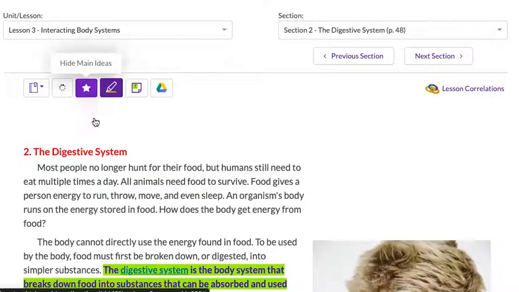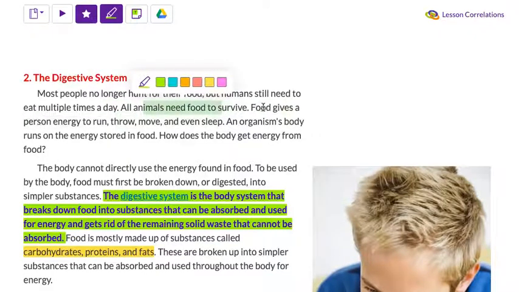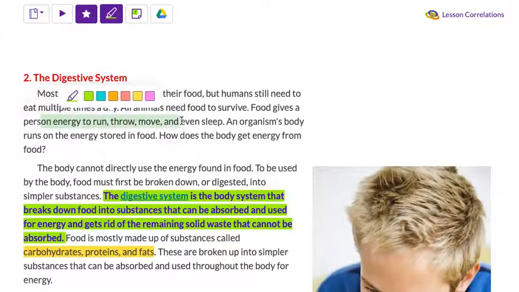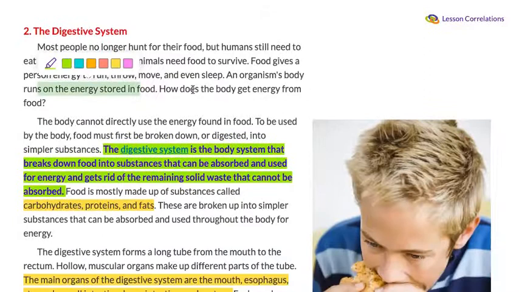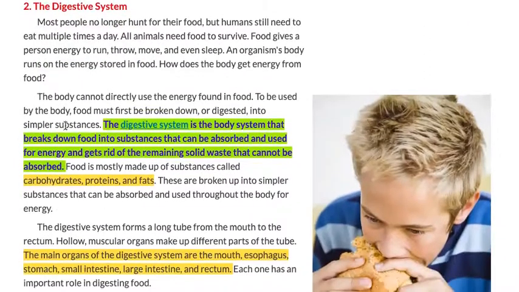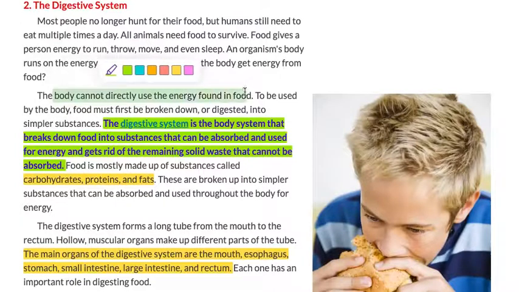And so thankfully, we no longer have to hunt for our food, but we still need to eat multiple times a day. All animals, of course, need food to survive. Food gives us the energy to run, throw, move, even sleep. An organism's body runs on the energy stored in food, but how does the body get energy from food? Because the body can't directly use the energy found in food.